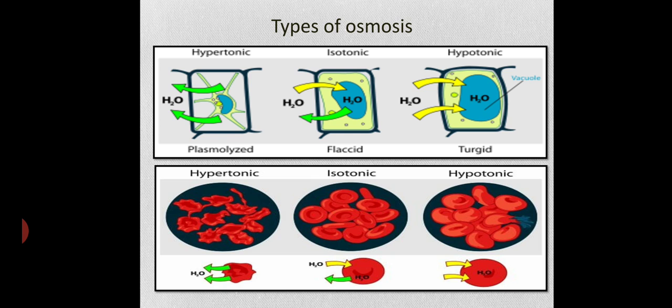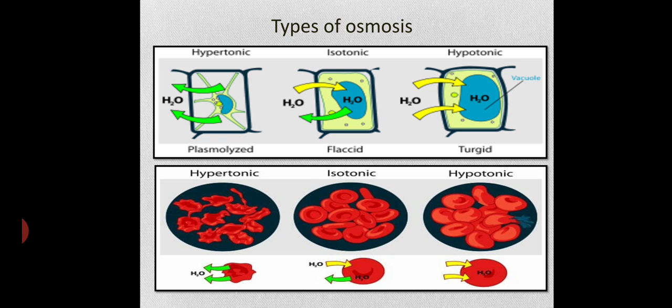Now, on top you can see three sets and below you can see three sets. The up one is the plant cell and the below one is the animal cell. Let's concentrate on the first.